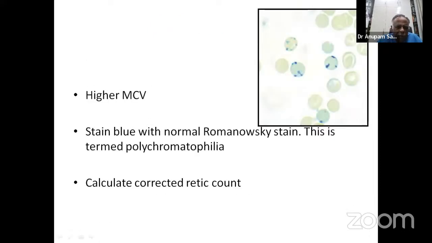And they have a higher MCV, stain blue with normal Romanowsky stain, and lead to polychromatophilia. You have to calculate the corrected RBC count, the retic count, which may be lower or higher depending on the degree of anemia, and then only make an estimate of the production capacity of the bone marrow.